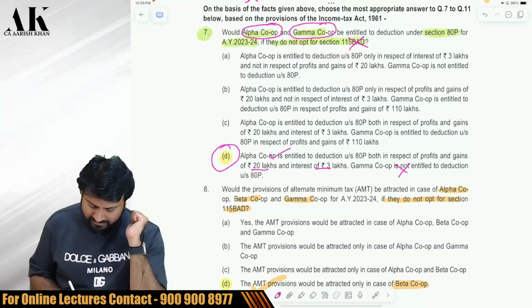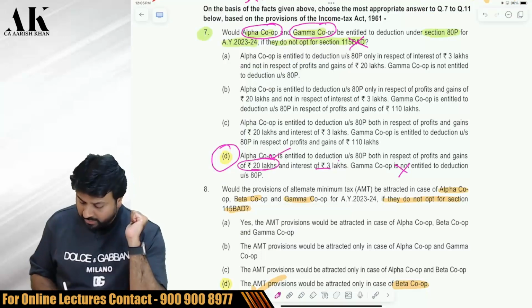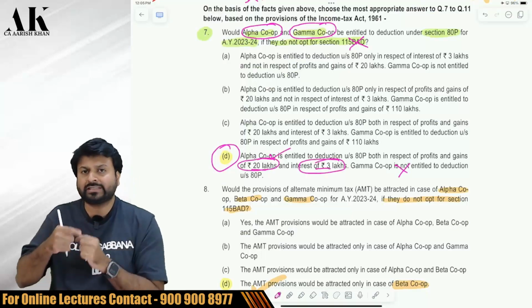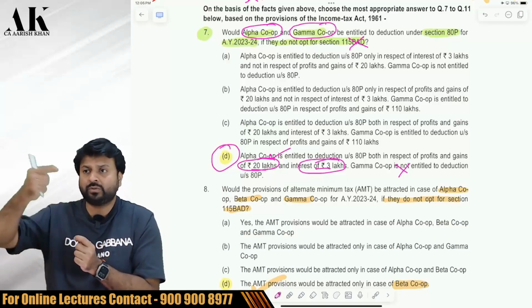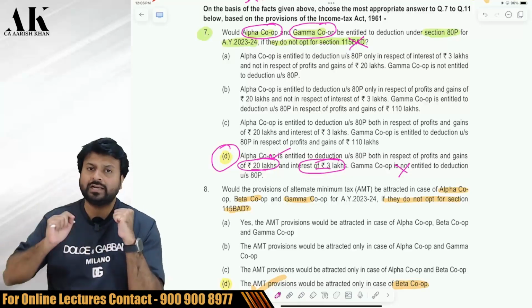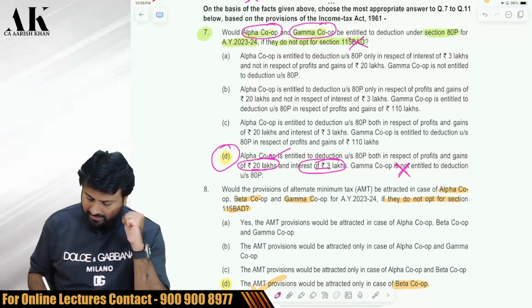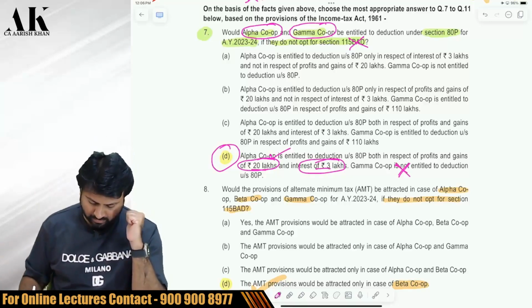Therefore, Alpha is eligible for 20 lakhs and also for 3 lakhs. Why 20 lakhs? 20 lakhs is with respect to credit facility to members, which is covered in ATP. 3 lakh is with respect to interest from a cooperative society, which is also covered in ATP. But Gamma is not covered in ATP. I hope it is clear to all of you.